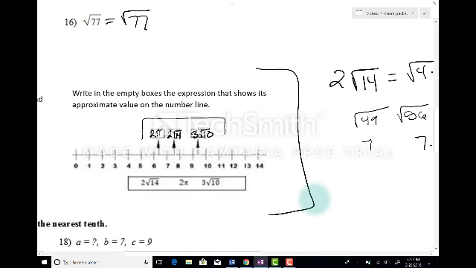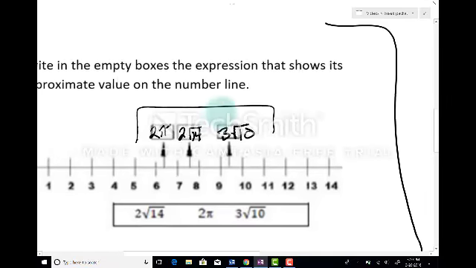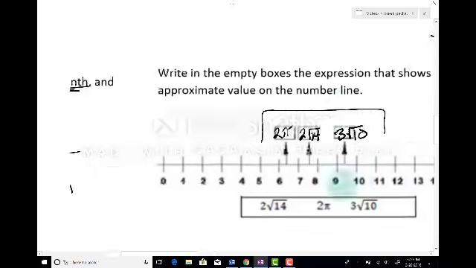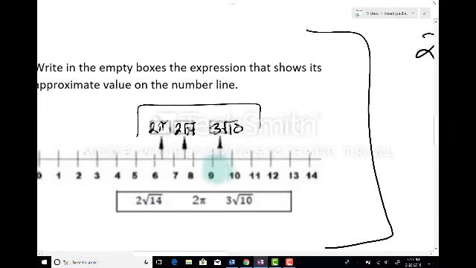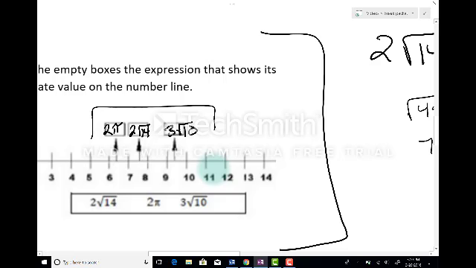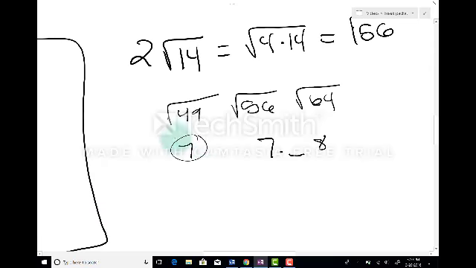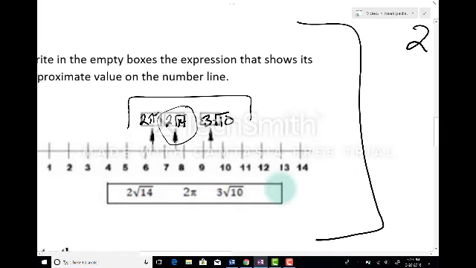And looking at my number line, I really don't have to get very exact on this. I don't even have to really round. I don't even have to completely do this process to give an estimate, because of these little choices that were given, this is the only one that is in between 7 and 8. So I just repeat that process for 3 times the square root of 10 and 2 times pi.